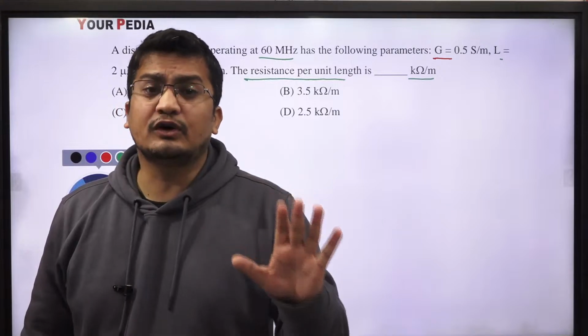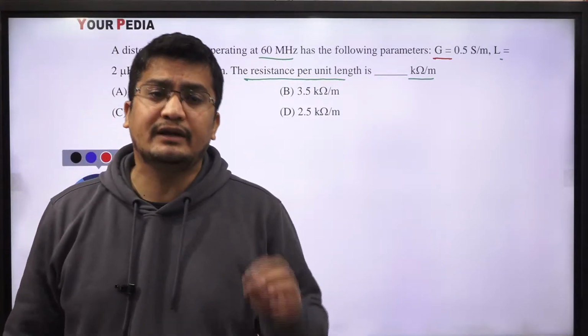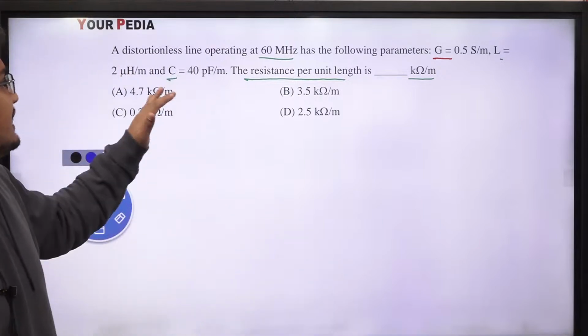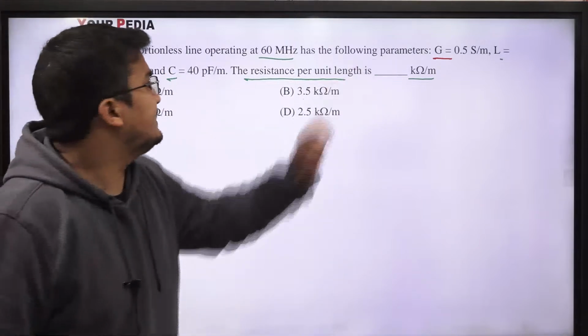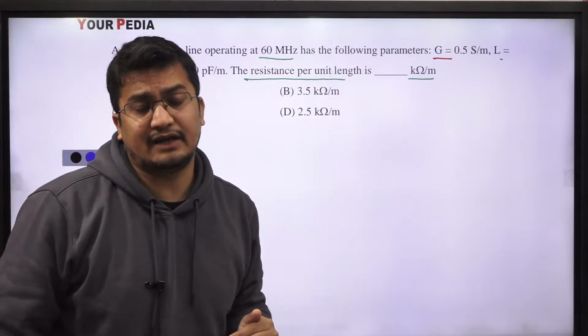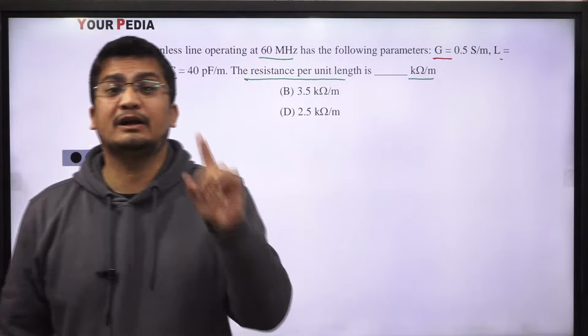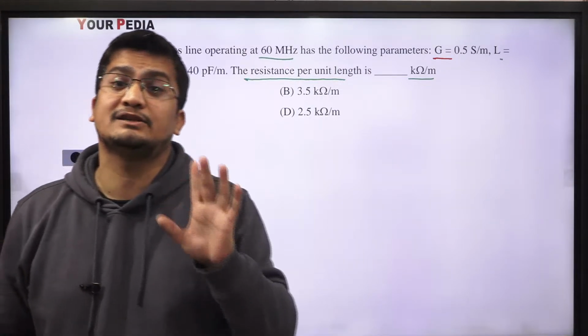Out of those 4 physical constants which are used to model the electrical behavior of any transmission line, in this question 3 are given. C is given, G is given, L is given. The 4th one missing is R, that is being asked, right? So I've told you people 101% you may expect one question from the distortionless transmission line.